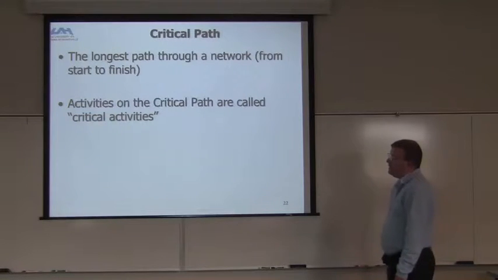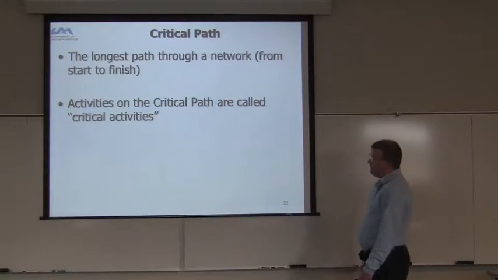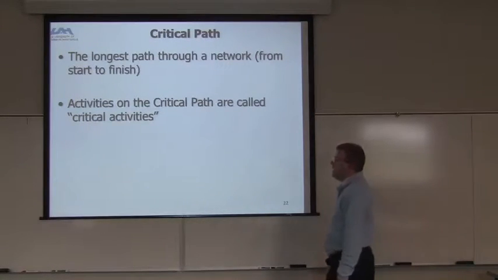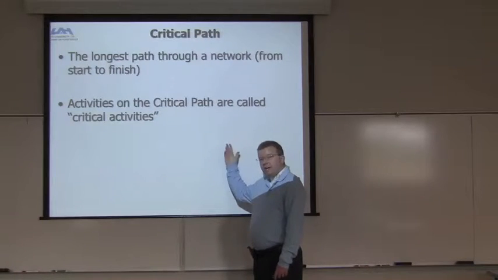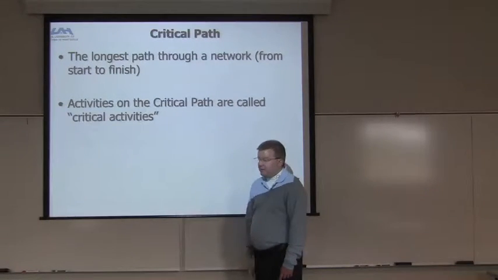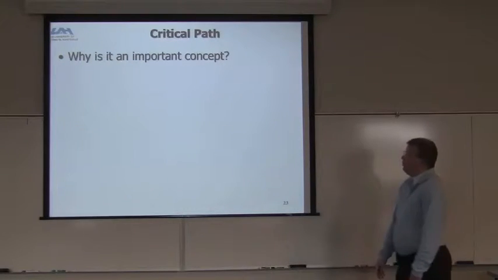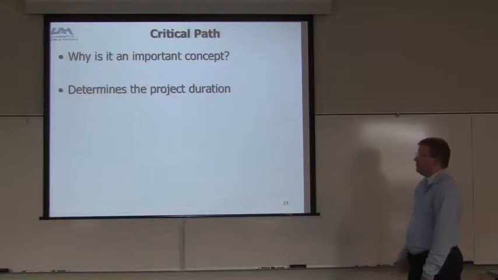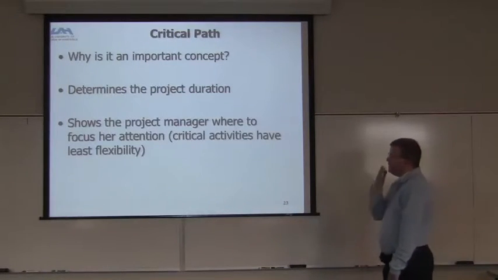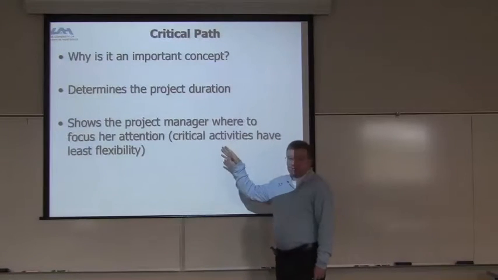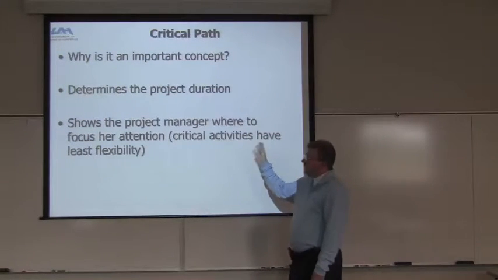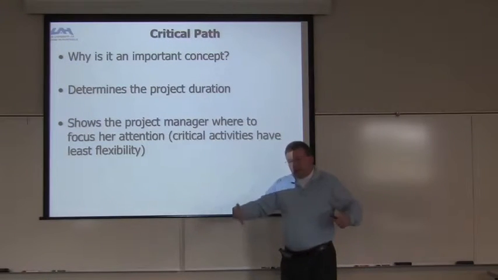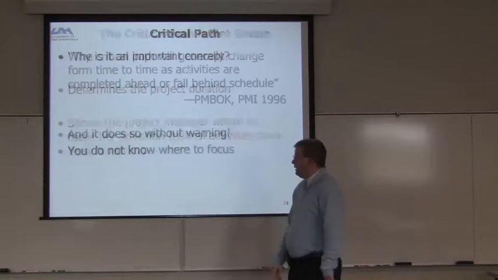The critical path is basically the longest path through a network from start to finish. The activities on the critical path are called the critical activities because they have to happen or the project can't finish. So why is critical path such an important concept? It determines the project's duration, which is always important, and it shows the project manager where to focus his or her attention, right? The critical activities have the least flexibility because they're the longest things. No matter what's happening, those long items are the ones that have to be worried about.